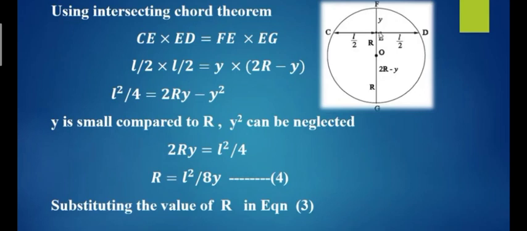For the intersecting chord theorem, when two lines in a circle intersect, the product of the distances from the intersection point is equal. That means here CE into ED is equal to FE into EG. This is the mathematical basis. When two lines intersect in a circle, their products are equal.